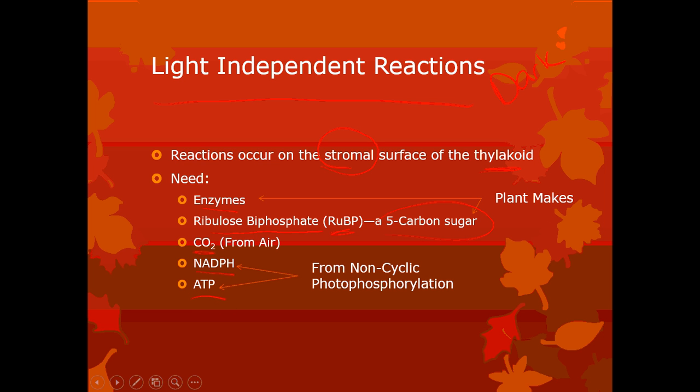Where'd you get these things? Well, enzymes and RuBP are things that the plant's going to make that are going to be used. Carbon dioxide, remember, is going to come from the air. And then remember, NADPH and ATP came from the light reactions, the non-cyclic photophosphorylation.